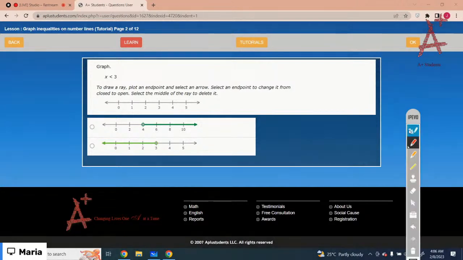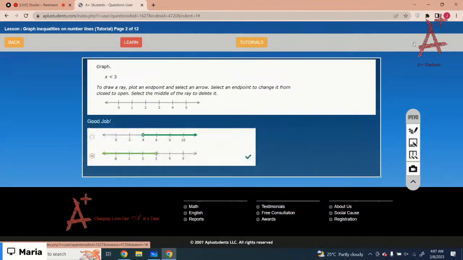Got it? Because you have an open circle at 3, this one. And the graph is pointing at the left hand side because all the numbers are less than 3. So the graph must be pointing on the left hand side. So that would be the second option. Got it? So just select the correct option, then click on the OK button. It would be the second option.